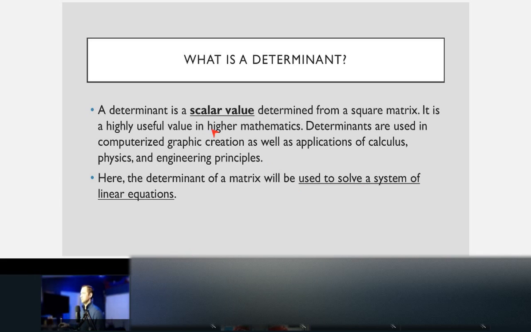All right, so what is a determinant? A determinant is a scalar value. Remember, a scalar value is just a number, a real number. It is a scalar value determined from a square matrix. A square matrix has to have the same number of rows and columns. A 1 by 1 is considered a square matrix, I think. But anyway, 2 by 2 would be a square matrix, a 3 by 3, a 4 by 4. Those are all square matrices.